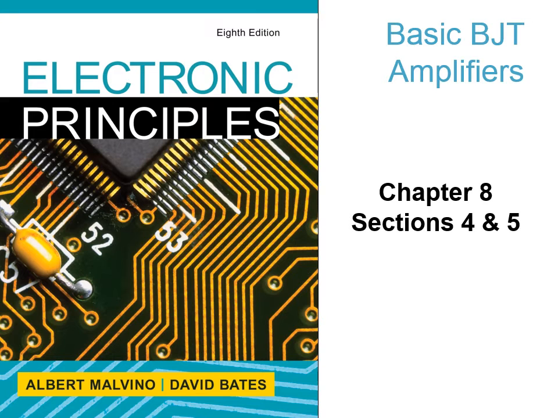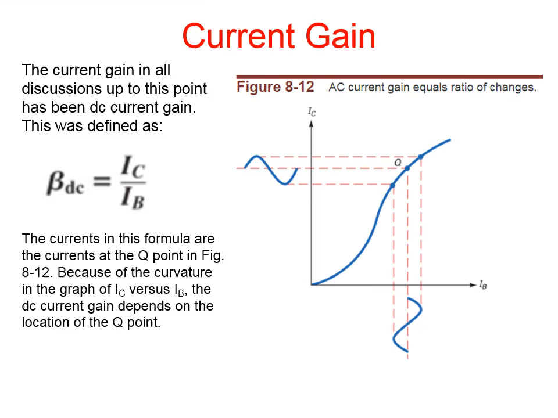Chapter 8, Sections 4 and 5. The current gain in all discussions that we've had up to this point has been what's known as the DC current gain, which is defined as the beta DC, which is IC over IB.